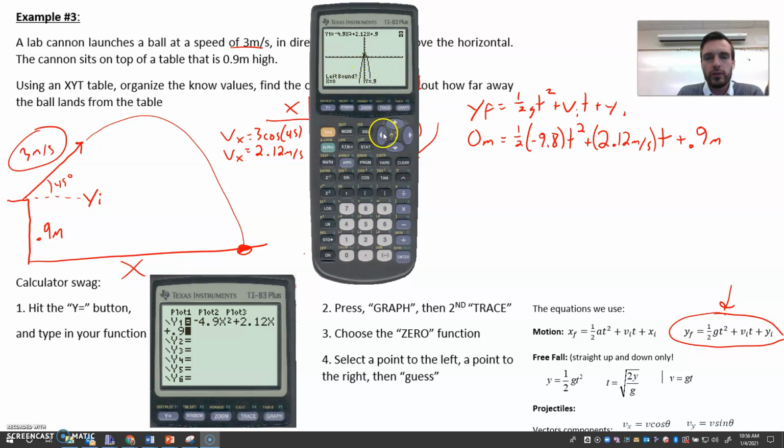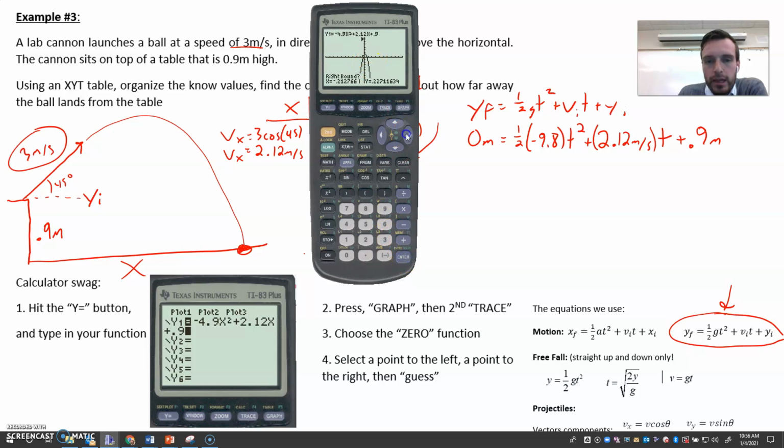It says left bound, right? So click to the left a little bit, and you see this little cursor is going to be moving for us. Hold on. Let me go back here. You hit second trace. You're here. You hit 0. Good. So you need to give it a left boundary. See how this little blinky guy is to the left of where it intersects the axis?